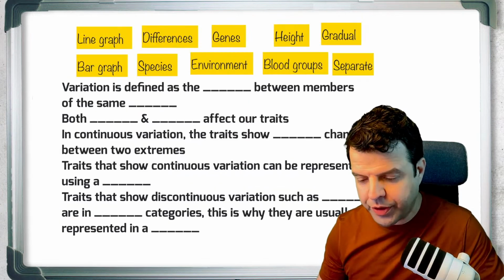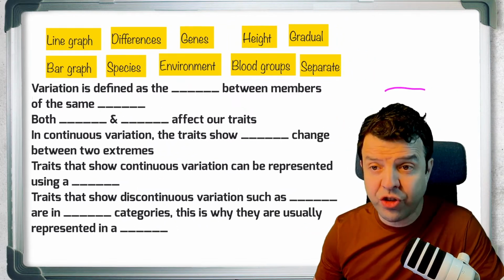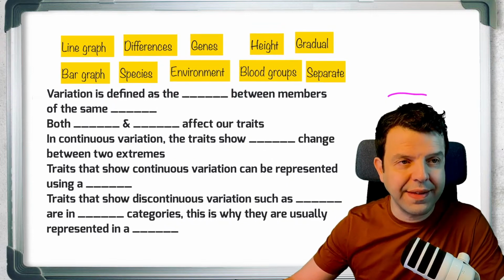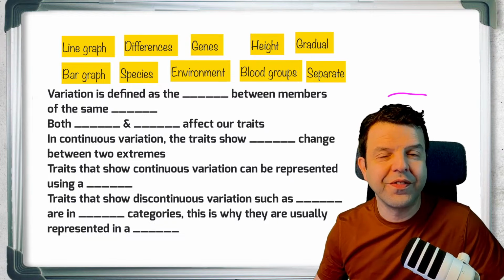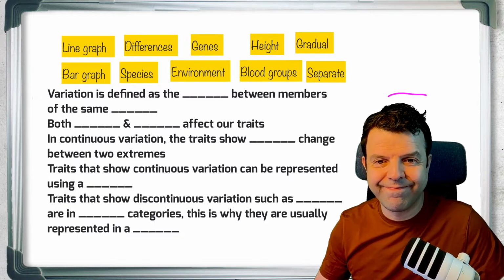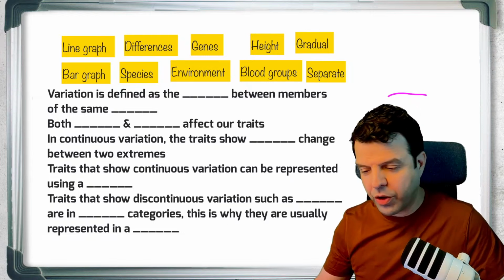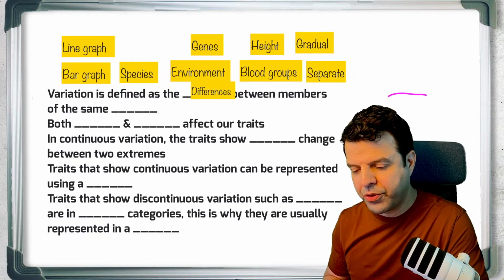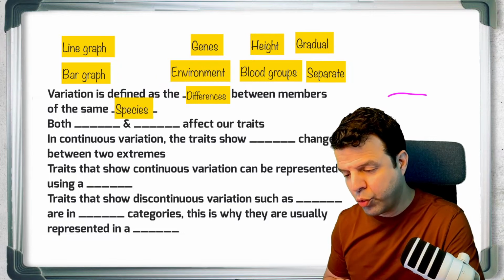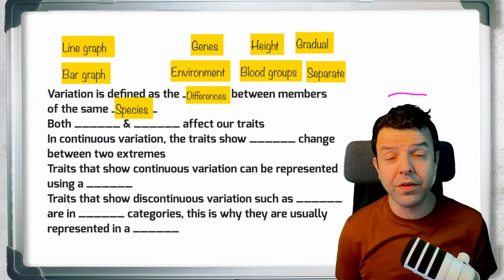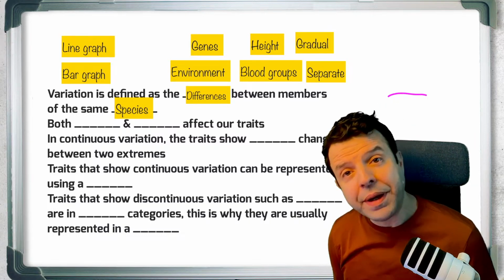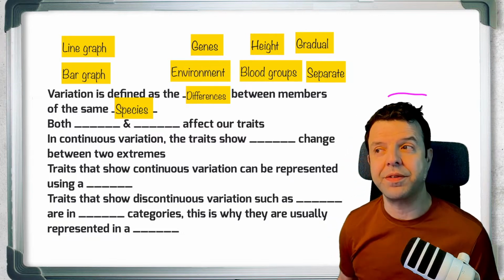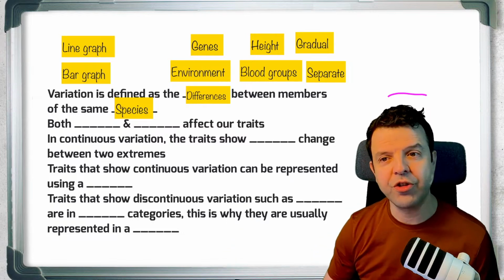So here's a quick summary. Variation is defined as the differences among members of the same species. Why do we say same species? Because I look so much different from a cat, right? But that's not variation. We're meant to be different. But I look different from my sibling, that's variation.